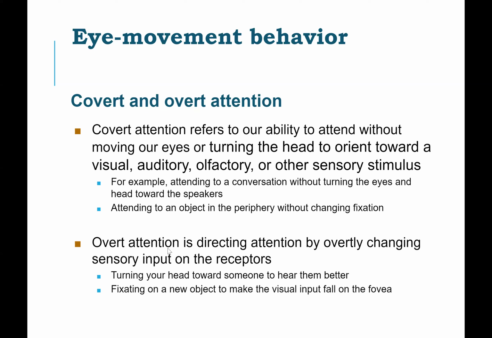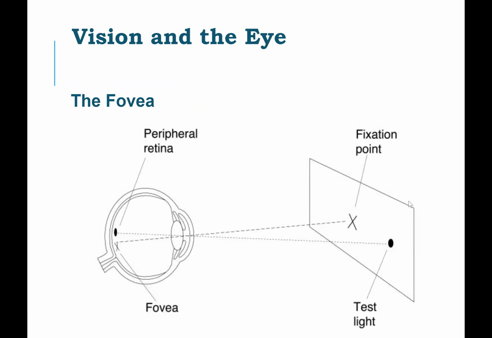Overt attention, on the other hand, is when you are actually moving your body in order to get a better sense of the sensory input. If you're trying to hear someone better, you could get closer to them or turn toward them. If you want to see something better, you would look at it. A lot of our actions in daily life are about bringing something to our attention. When you move your body, your head, or your eye, a lot of that has to do with trying to bring something to the fovea, the center of your attention. That's the difference between covert and overt attention.